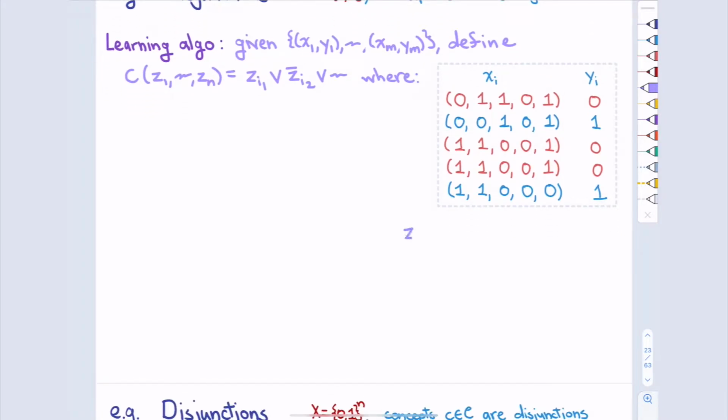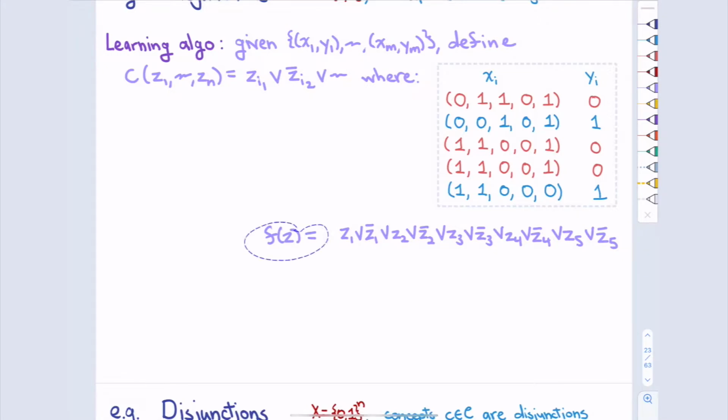Let me write z1 or not z1 or z2 or not z2, I hope I have enough room, or z3 or not z3 or z4 or not z4, or z5 or not z5. Okay. And now we're going to go through and eliminate any of these symbols that are leading us astray. I'm not even 100% sure what that means, but I'll let you guys decide what it means.